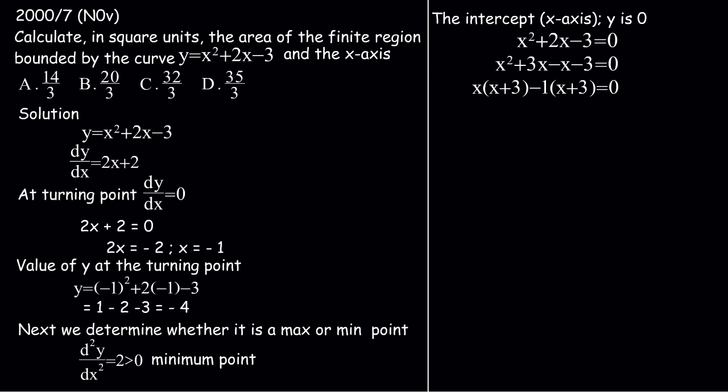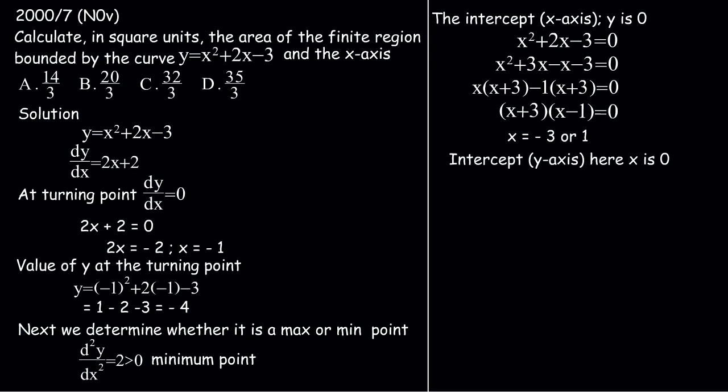Factorizing further, it becomes (s + 3)(s - 1) = 0. Therefore s + 3 = 0 or s - 1 = 0, which makes s equal to -3 or 1. Our next step is to find our y-intercept, and at our y-intercept s is equal to 0.